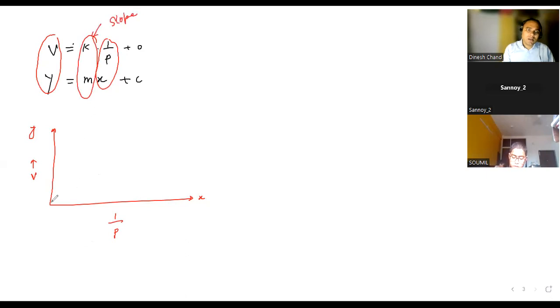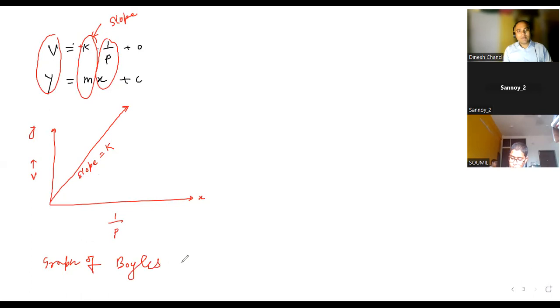There is a positive sign before the K, so the slope will be positive. If there were a negative sign, the slope would go negative. So the slope is equal to K. This is the graph of Boyle's law, between V proportional to 1 by P. Can you understand this one?